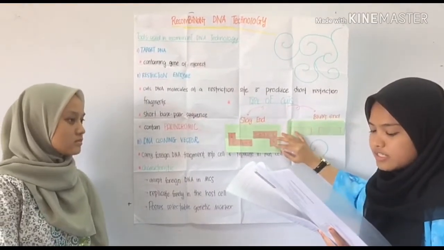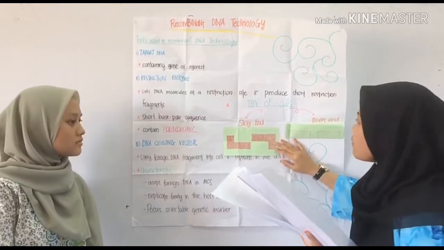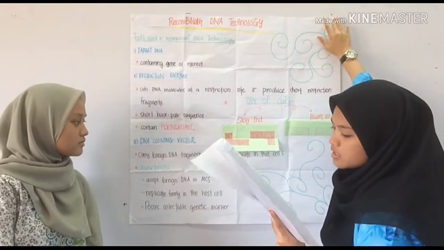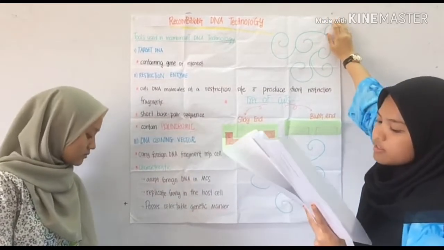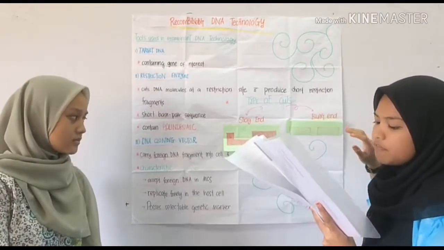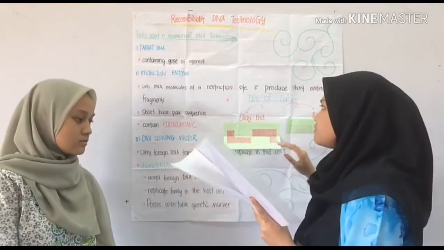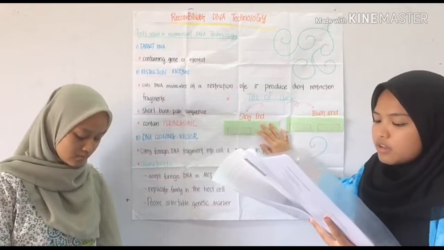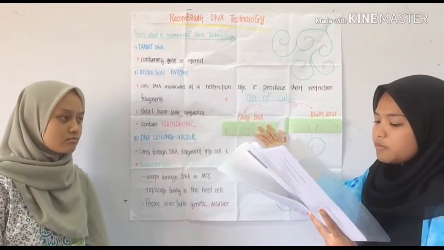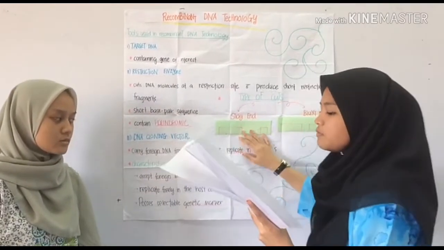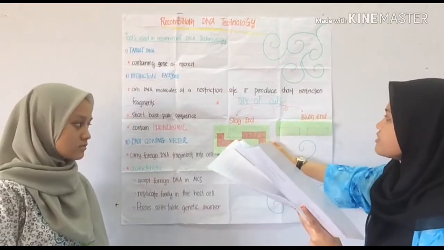Example for sticky end is EcoRI, which is produced by E. coli. It recognizes the base sequence of 5' GAATTC 3'. It makes a staggered cut within the sequence and it produces sticky ends like this.